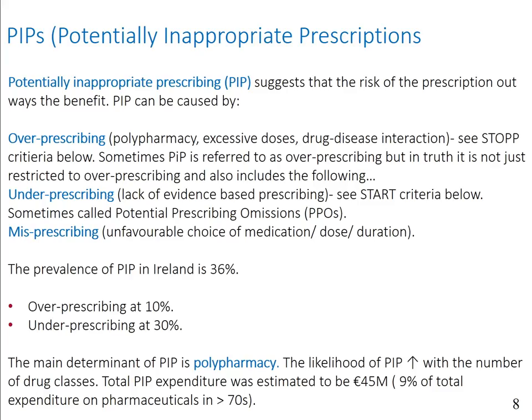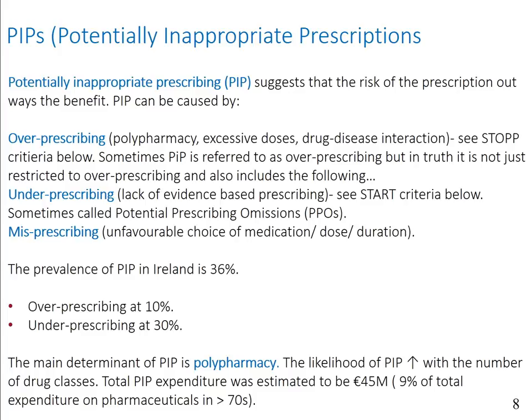Now let's look at PIPs. In summary, the PIP suggests that the risk or the harms of the prescription outweighs the benefits. They can be caused by a variety of things. The obvious one is overprescribing, but they can also be due to underprescribing or misprescribing. So let's look at overprescribing first of all.